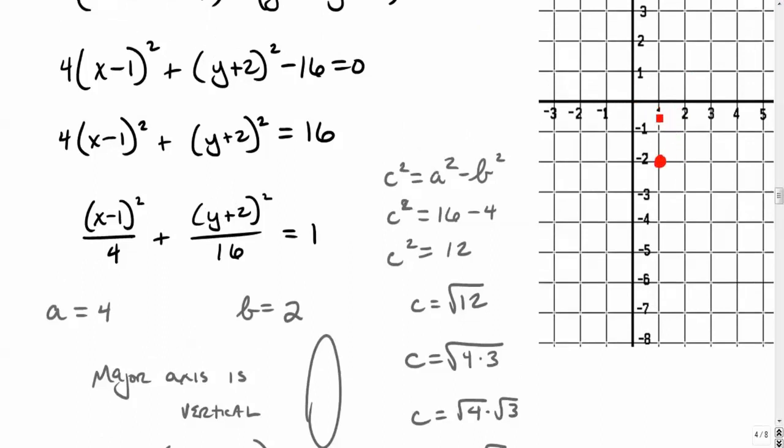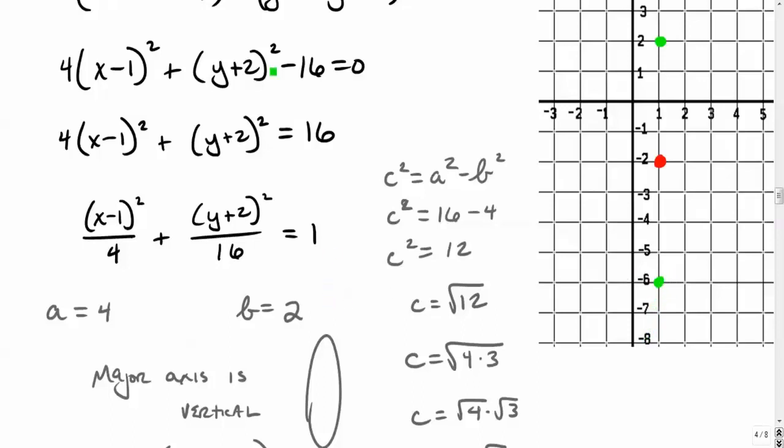All right, from there, our major axis is up and down. And if A is 4, that's the distance from the center to the vertex. 1, 2, 3, 4 up. I'll put it in green. 1, 2, 3, 4 down. So those are our vertices. In green we have the vertices.